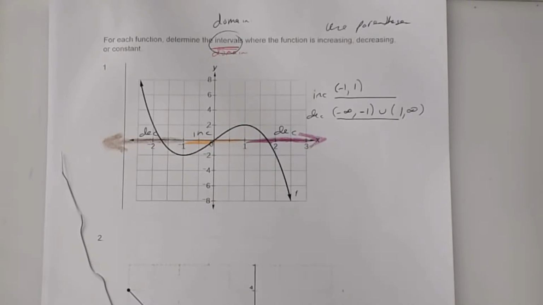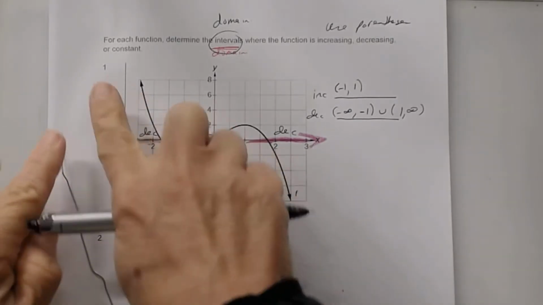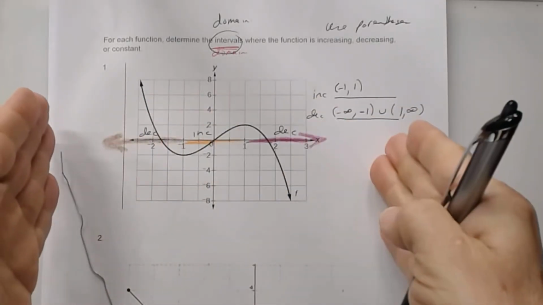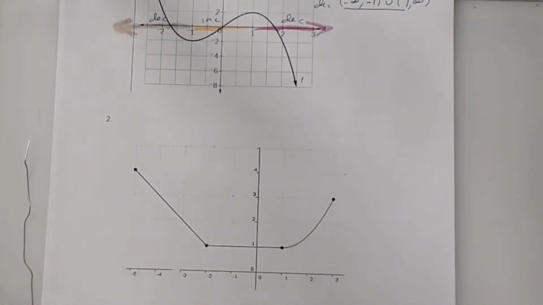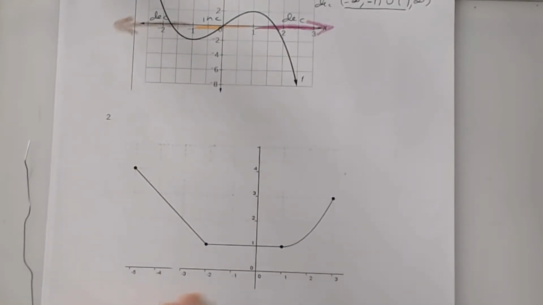All right, now again, remember the arrows on both sides, because the domain of this function is negative infinity to infinity. If you look at number 2, what's the domain of this function right here? -5 to 3. So there aren't going to be any arrows. No arrows. Because you didn't hear me use the word infinity or negative infinity at all, right?